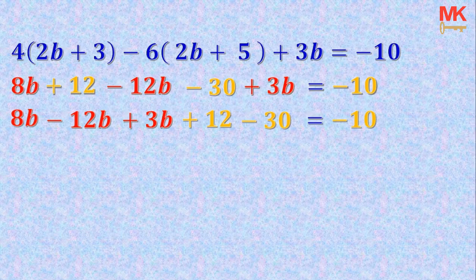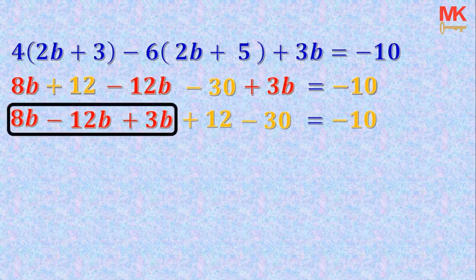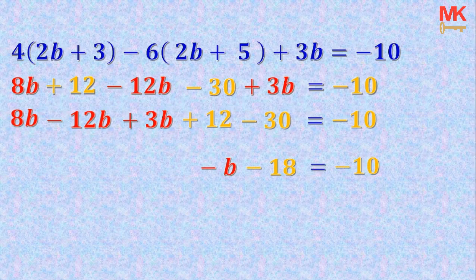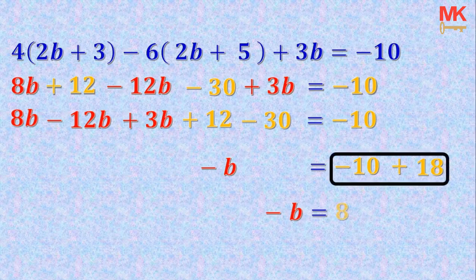Okay, of course, 8b minus 12b plus 3b gives us exactly negative b. And plus 12 minus 30 gives us negative 18. And at the right hand side again, we'll still keep our negative 10. In this new equation, you will see that the negative 18 and the negative 10 are both like terms. So negative 18 will also cross over to be with the negative 10. And so the negative 18 just crosses over with its operation changing from negative to positive since it has crossed the equality symbol. And at the left hand side, what we have is just negative b being equal to minus 10, that's negative 10 plus 18, which gives us 8.